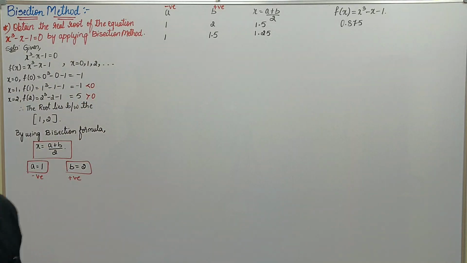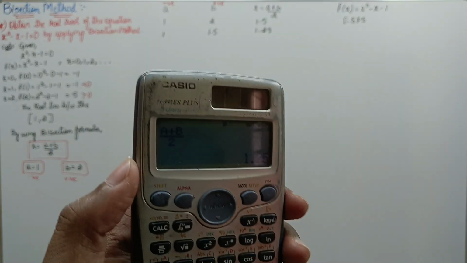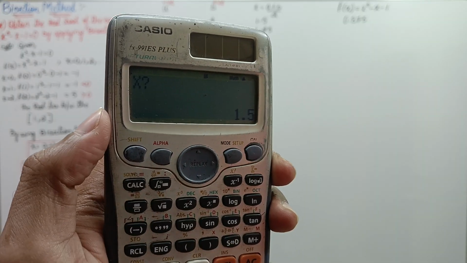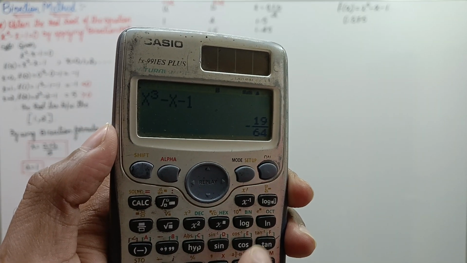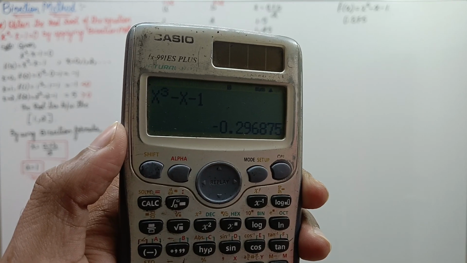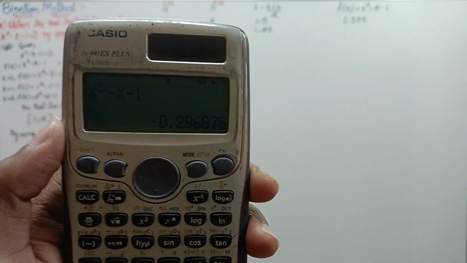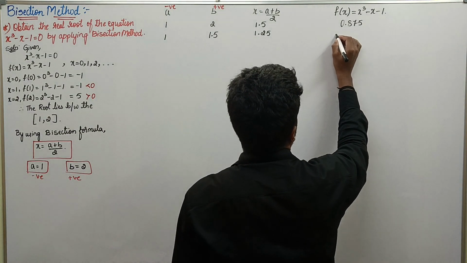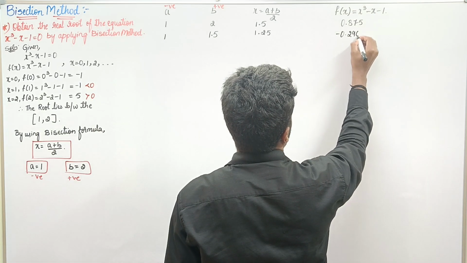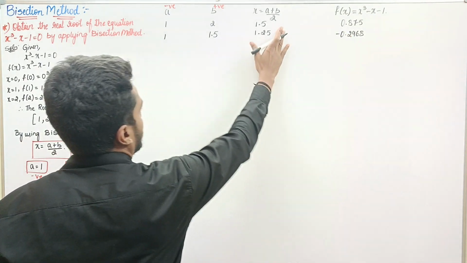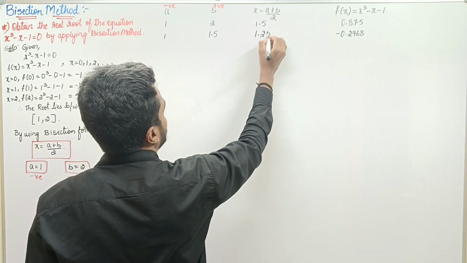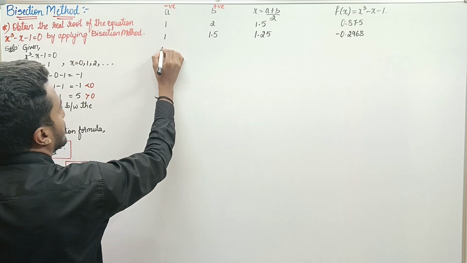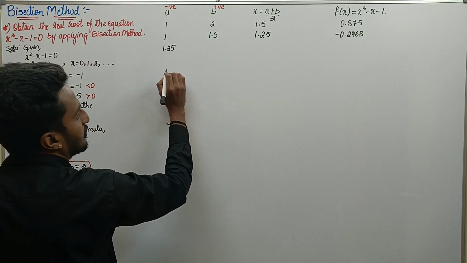1.25. Now after replacing 1.25, you are supposed to substitute the function value in the place of x. Press calc 1.25. Now you get minus 0.2968. Okay, done. Now repeat the condition. Since it is negative, 1.25 will be replaced in place of 1. That is 1.25. Got the point?